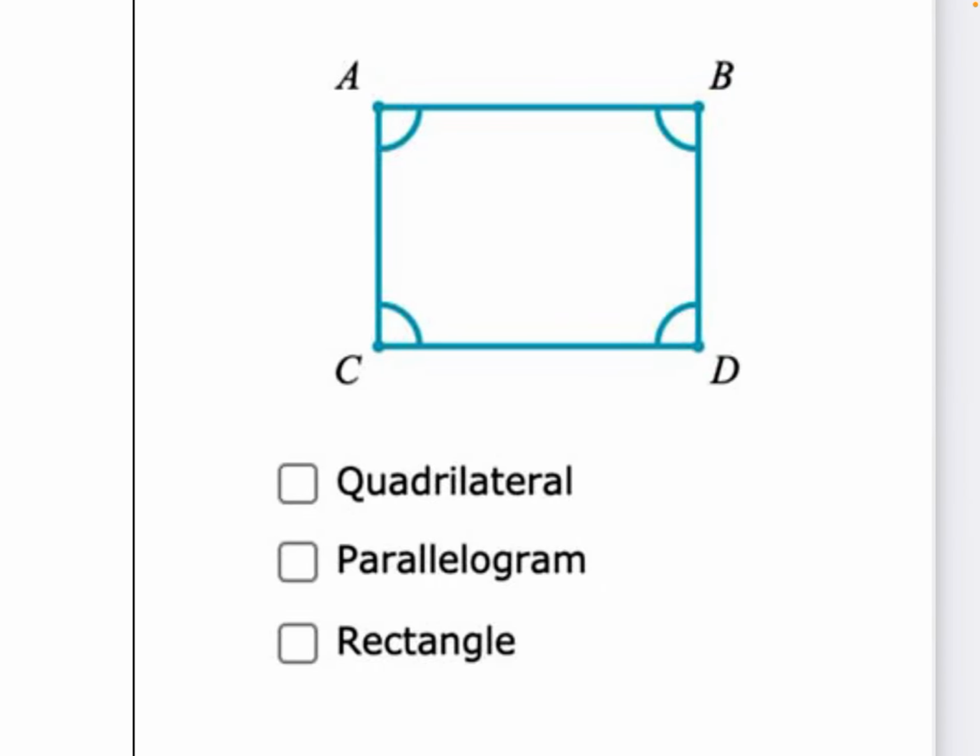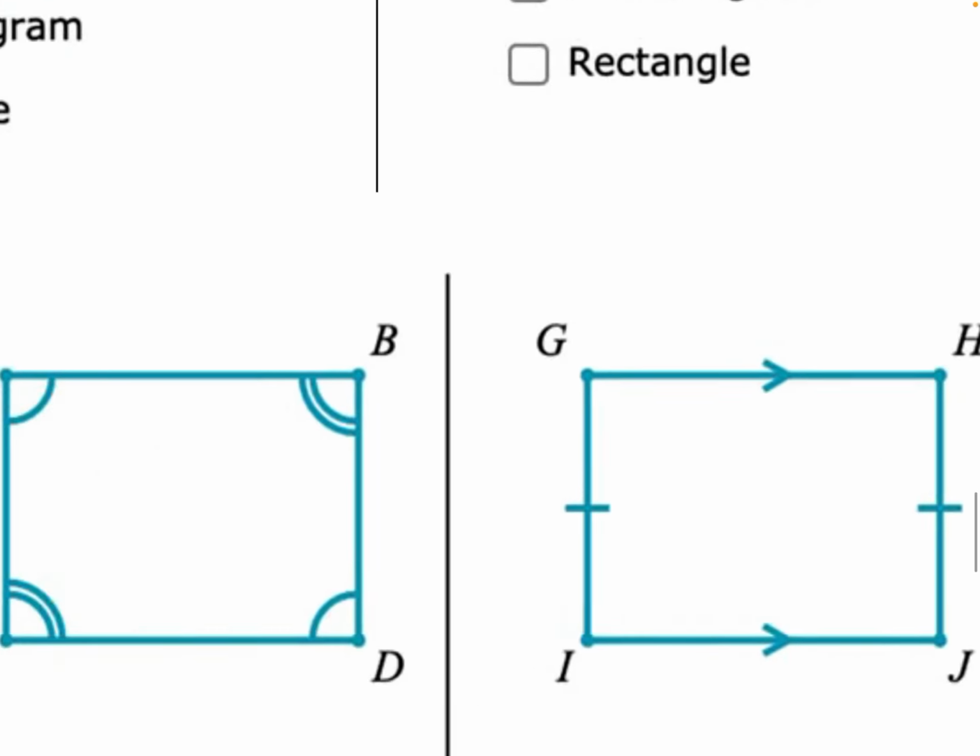Next one here, this is also a rectangle. I know it's a rectangle because we've got 4 congruent angles, and if it's a 4-sided figure and all of those angles are congruent, they all would have to be 90 degrees since a quadrilateral has 360 degrees inside of it. So they all have to be 90, which makes it a rectangle, which makes all the other ones true as well.